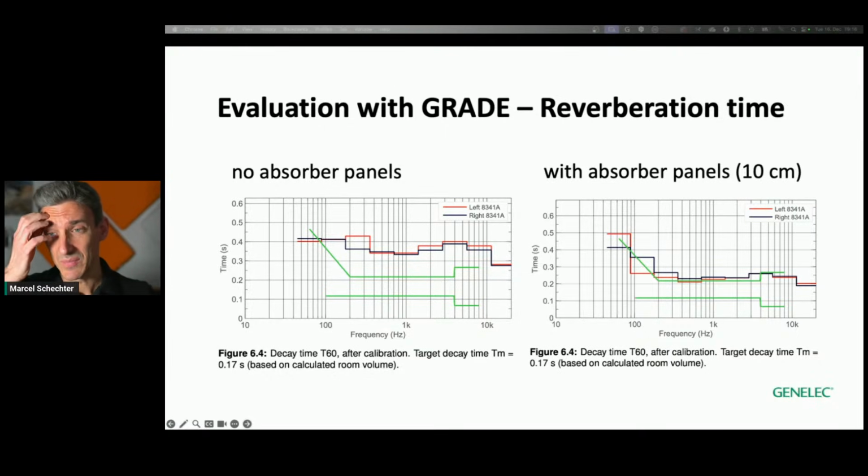Same again, just a different way of looking at it. With no absorber panels, my decay time, so the overall time, or the reverberation, I hate this word, the reverberation time is clearly higher, of course, compared to with absorbers. So you see this red and black lines are clearly higher for both speakers. As you see, I'm still not hitting the target on the right side. So the green corridor would be the target for my small room, but it's okay. It's okay. It's not a studio.